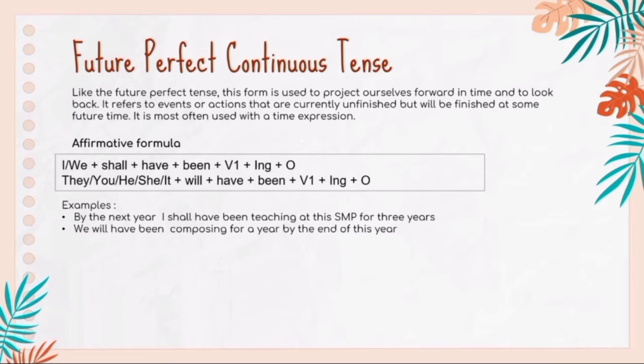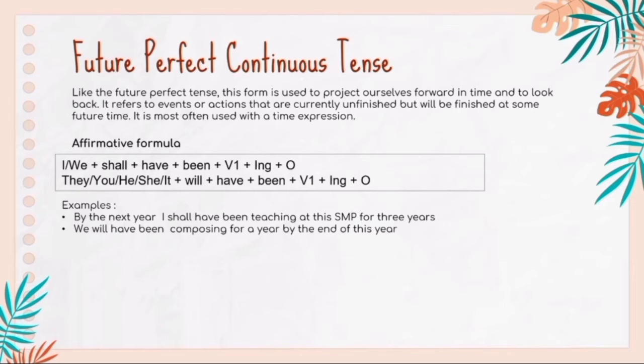The future perfect continuous tense, like the future perfect tense, is used to project ourselves forward in time and to look back. It refers to events or actions that are currently unfinished but will be finished at some future time. It is most often used with a time expression.